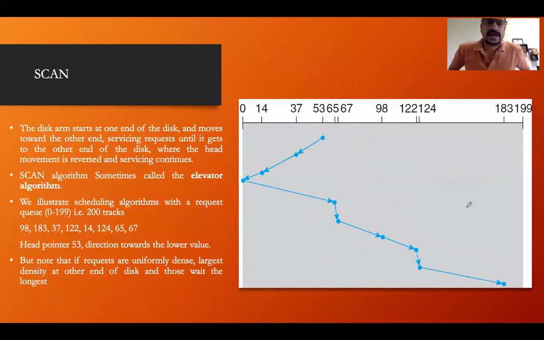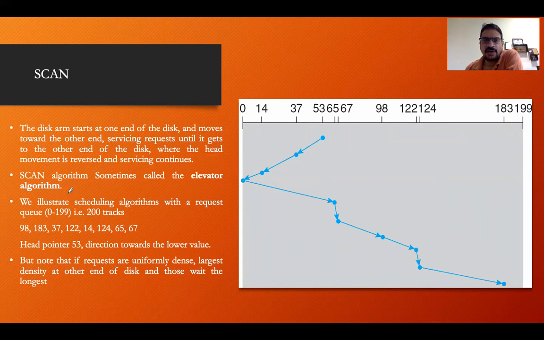Now the next is the scan. What is a scan? The disk arm starts at one end of the disk and moves towards the other end, servicing requests until it gets to the other end of the disk, where the head movement is reversed and serving continues. Scan algorithm is sometimes called the elevator.